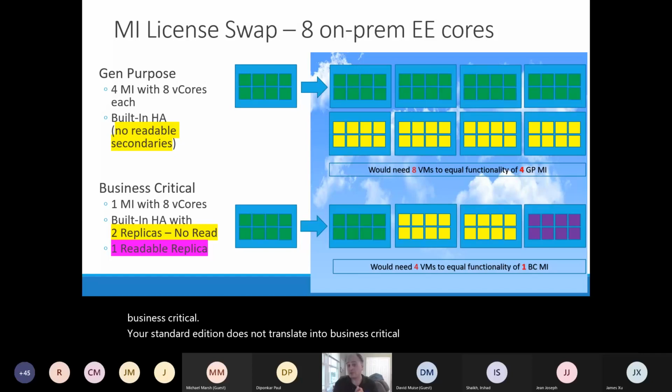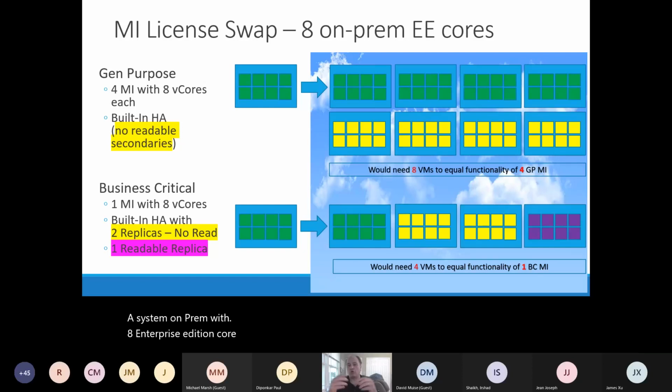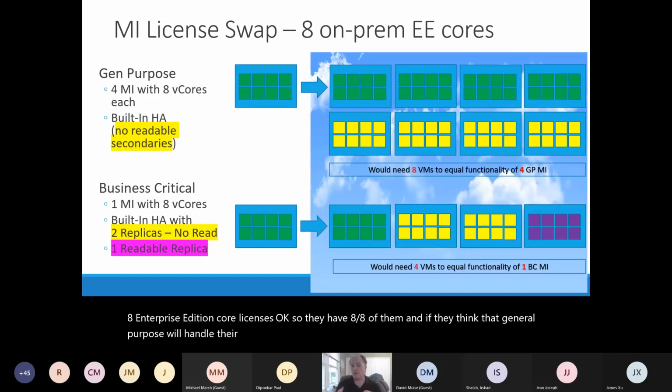But if you have enterprise edition, which a lot of my customers do, then this is a really great solution for them. Let's say they have a system on-prem with 8 enterprise edition core licenses. Okay, so they have eight of them, and if they think that general purpose will handle their workload and they want to go to the general purpose tier, then that's a 4-to-1 swap.